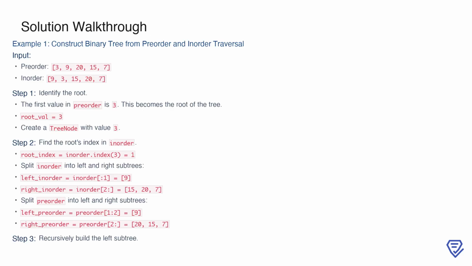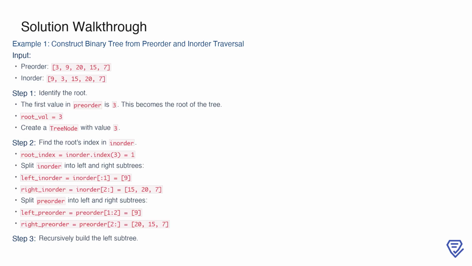Here, we are given two traversal orders, preorder and inorder. Using these, we aim to reconstruct the binary tree. The process begins by identifying the root. In the preorder traversal, the first element is always the root of the tree. So, we take the first value, 3, and set it as the root. Next, we locate 3 in the inorder traversal to determine the boundaries of the left and right subtrees. The elements to the left of 3 in the inorder traversal, which is 9, belong to the left subtree, while the elements to the right, 15, 20, 7, belong to the right subtree.